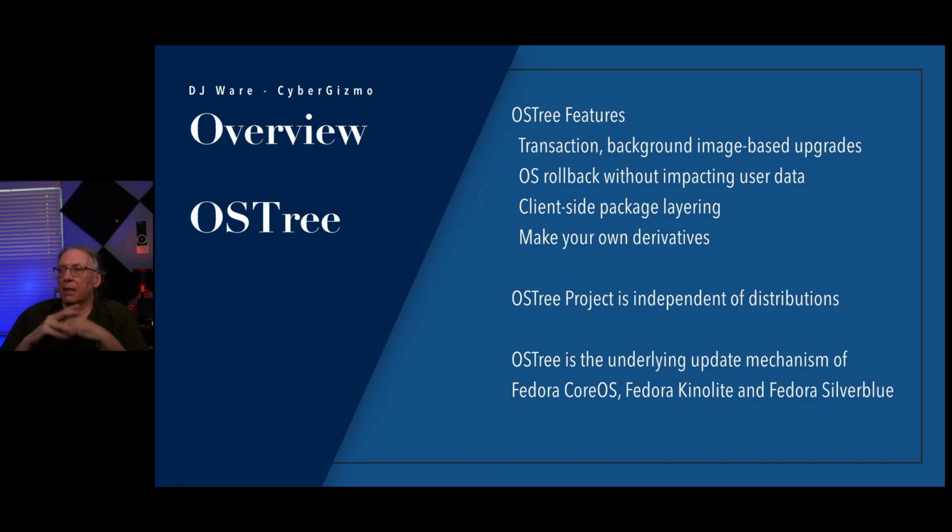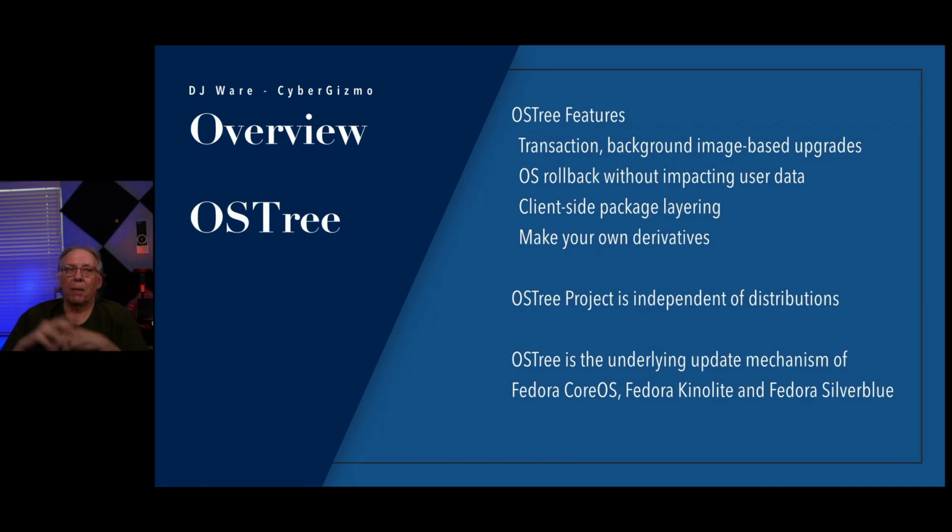It stays current. Your client-side package layering is all in OSTree features, and you can make your own derivative. You can start with Silverblue, and then you could cut it up and make it look like anything you wanted it to be. And there you go, you've got your own personalized version of an operating system and a distribution. The OSTree project is independent. It isn't owned by Red Hat. It's not owned by Canonical.